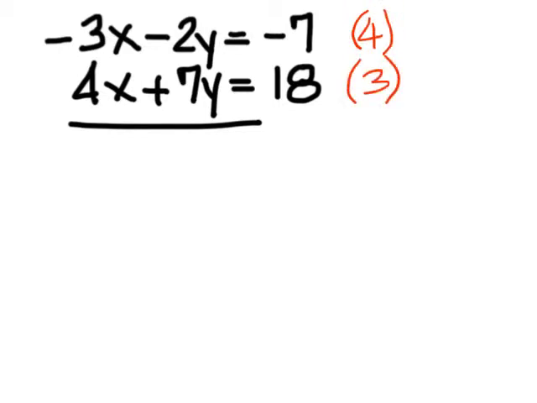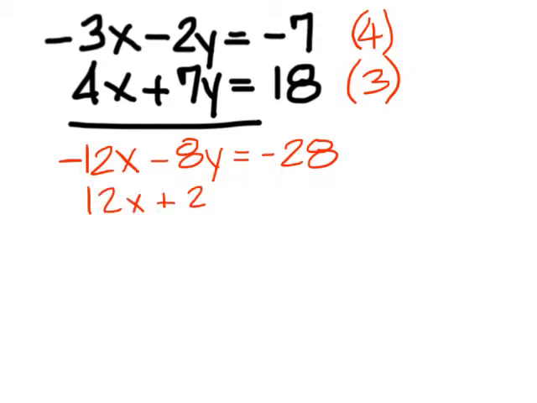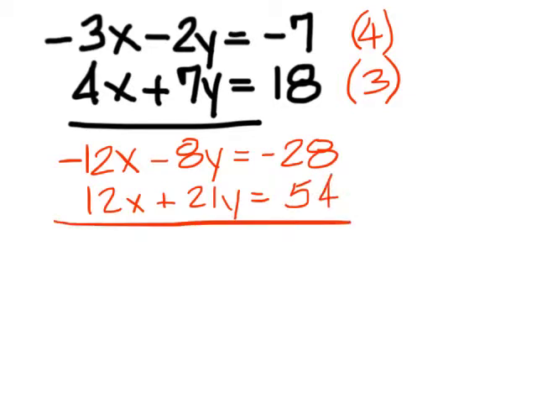3. So do that. On the top, you should get a negative 12x minus 8y equals a negative 28. And on the bottom, it's going to be 12x plus 21y equals 54. Now, if you have a negative and a positive 12, if I subtract those, a negative 12 minus 12 is going to give me a negative 24. That's not going to work. But if I add these two equations together, these will cancel out to 0. Negative 12 plus 12 is 0, so we have to add the two equations.